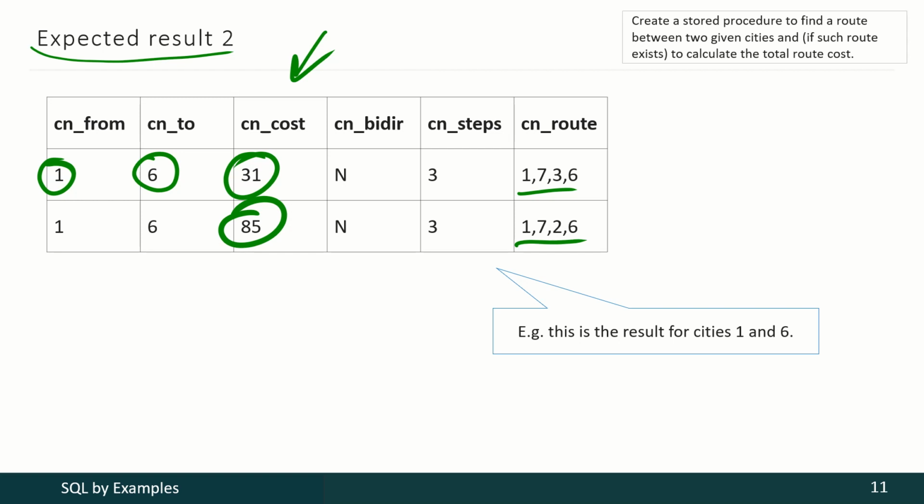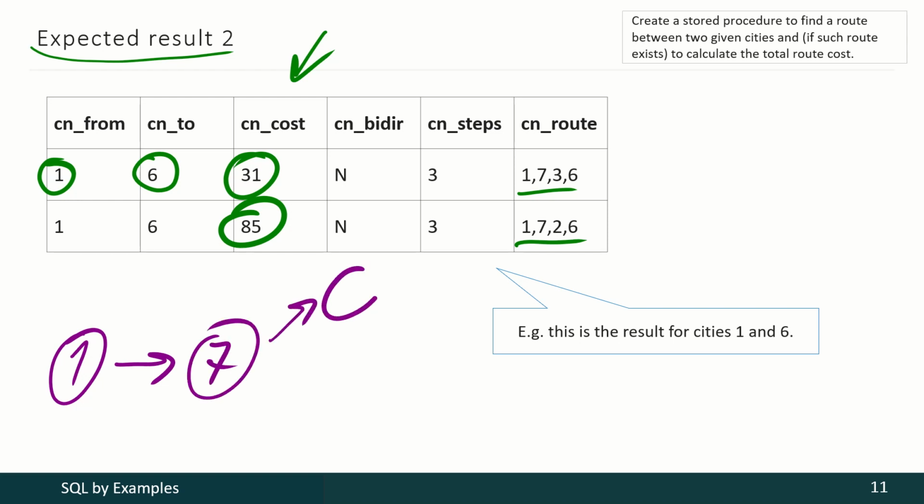If we use the graphical representation, we shall see the following picture here. From city 1 we may go to city 7, then we may either go to city 3 or city 2, and finally we may go to city 6.